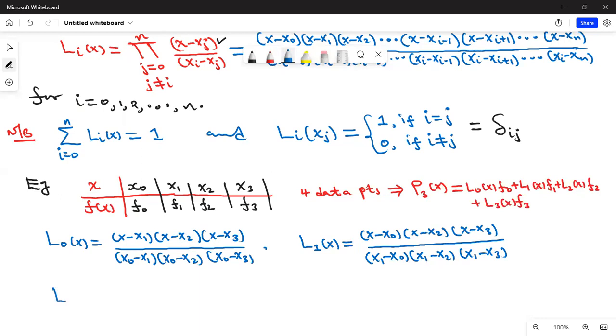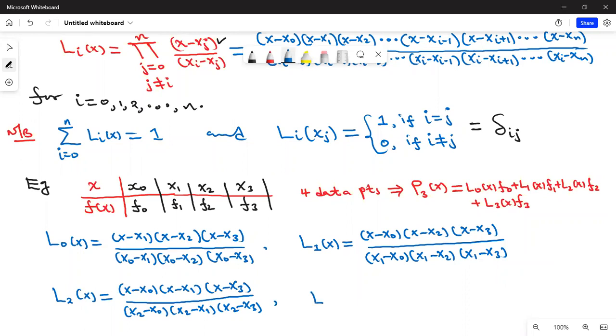The other one is L2 of x. That means to form the numerator, I'll bypass x2. So we'll have x minus x naught, x minus x1, bypass x2, so we'll have x minus x3. Denominator, now use x2 where there is x, x2 minus x naught, x2 minus x1, x2 minus x3.